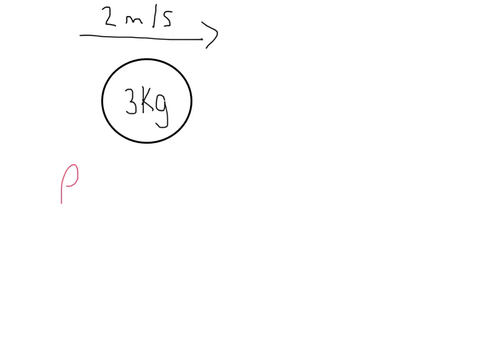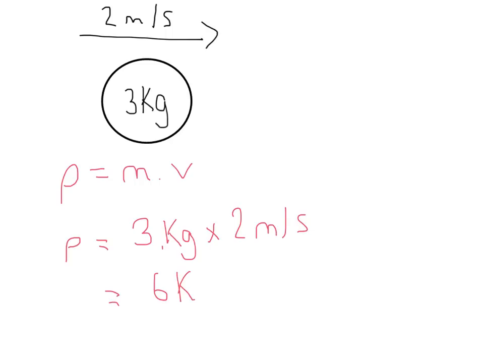Well, your momentum, which we often refer to as P, is mass times the velocity of an object. So we've got this ball here that's moving at 2 meters per second, and the mass of the ball is 3 kilograms. So obviously your P, substituting numbers, is 3 kilograms times 2 meters per second, which equals 6 kilogram meters per second.